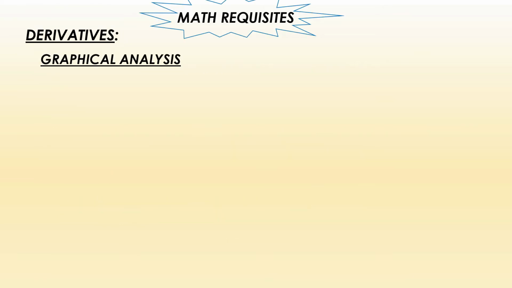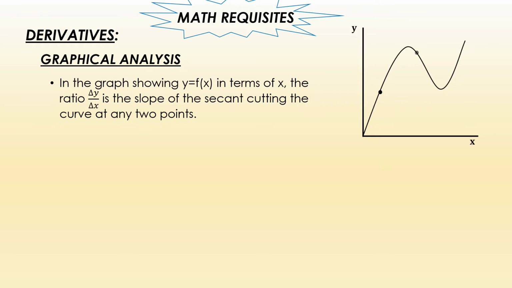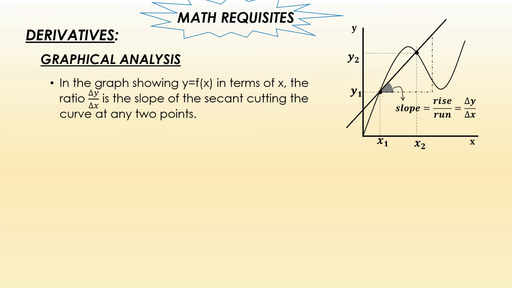Moving on, graphically speaking, a derivative can be interpreted as the slope of a line. How's that? In the graph showing y as a function of x, as you can see on the right side, the ratio delta y over delta x is the slope of the secant cutting the curve at any 2 points. Here we have chosen 2 points of abscissas x1 and x2 and ordinates y1 and y2 respectively. The slope is simply the rise over run, which is delta y over delta x.